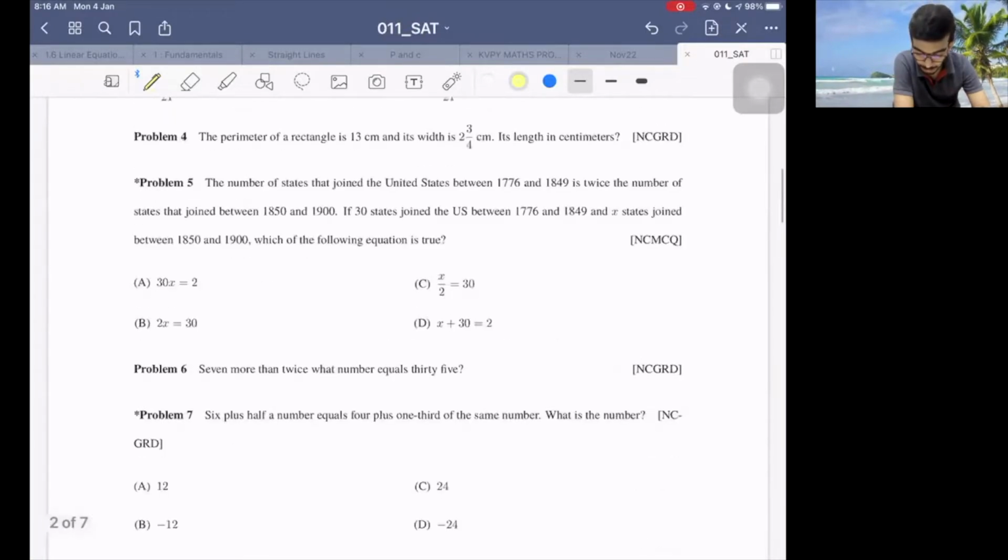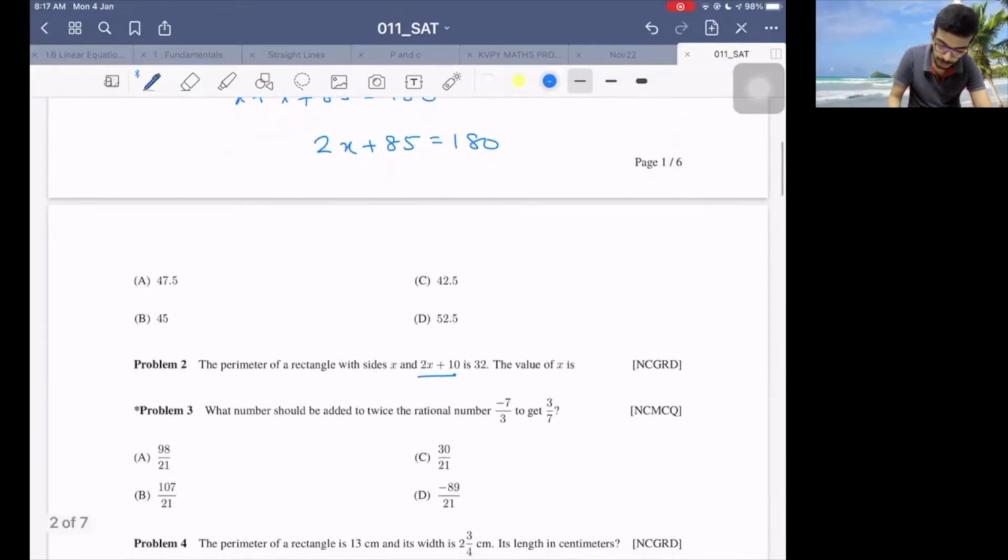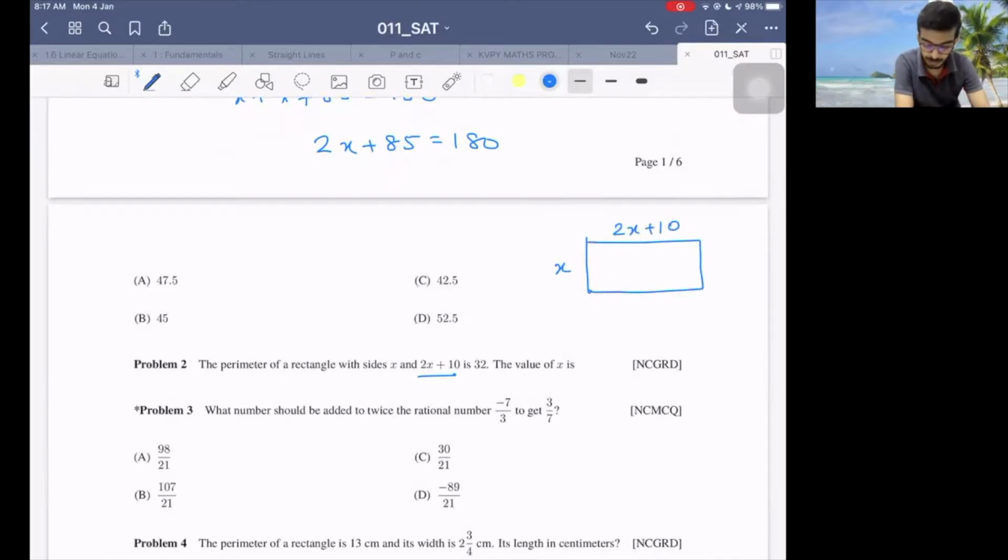But then you messed up, right? Because the side lengths are given to be x and 2x plus 10. The length and breadth are given to be x and 2x plus 10, and the perimeter is given to be 32. Right? Yes. Please rectify your steps.